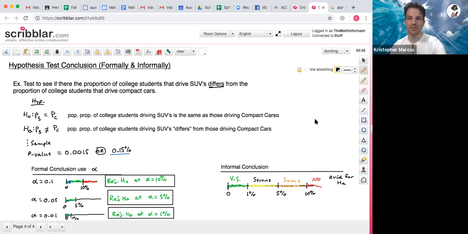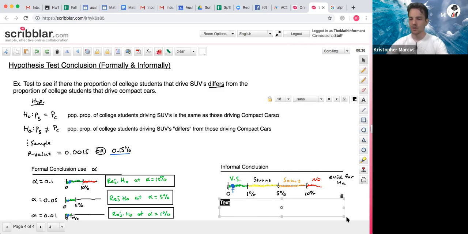Where do we want to put our p-value? Well, we saw where our p-value was. Our p-value, 0.15%, teeny tiny, puts us right there. That's where the p-value is. So we are definitely in the very strong zone. So here's the way we would interpret this. This is where this comes in really nice. We would say there is very strong, that's from that region in green, very strong, statistically significant evidence. That's the type of evidence.